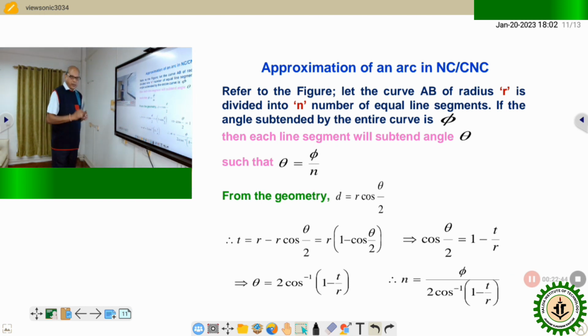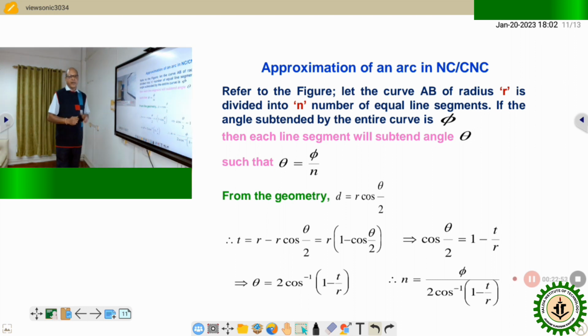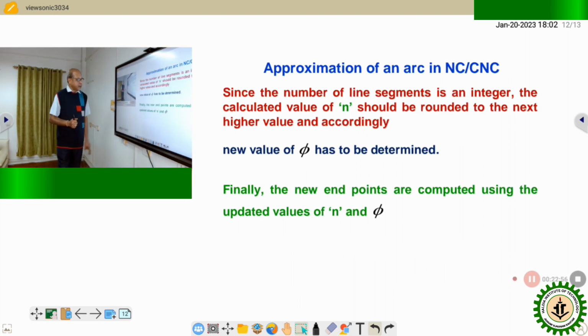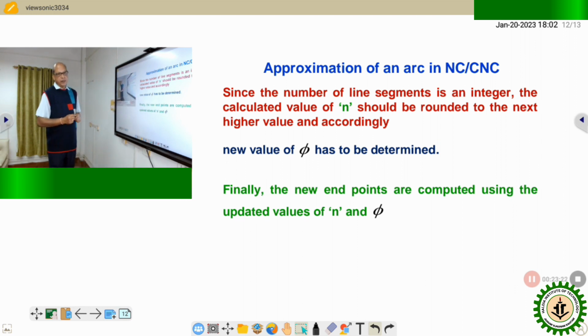But one thing we should bear in mind, that based on the value of phi, r and t, n may not be an integer, but n has to be an integer. So under that circumstance, one should be careful. The calculated value of n should be rounded to the next higher value, and accordingly the new value of phi has to be determined, because there is no guarantee that by calculation n will always be an integer. So that is another source of error.